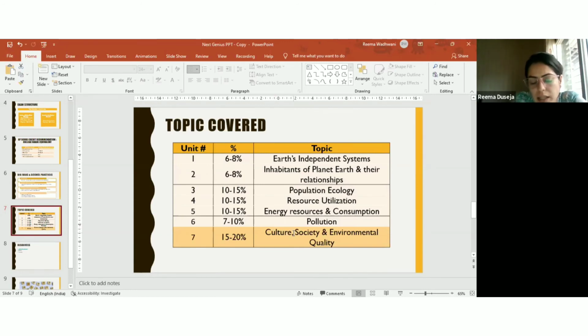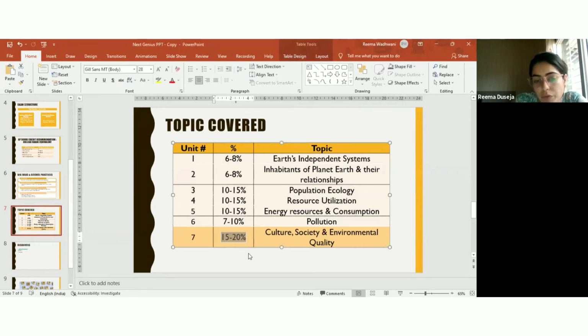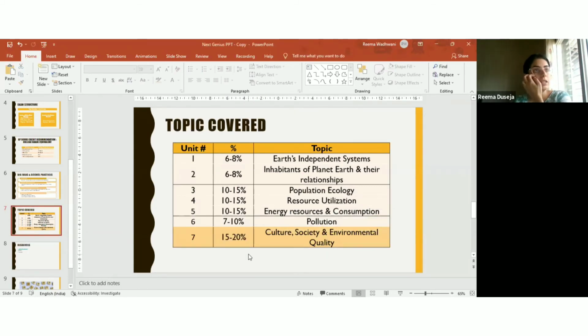Culture, society, and environmental quality: although it looks like the weightage of this particular chapter is 15 to 20%, it looks like it's a very important chapter. But in actuality, this particular chapter is a repetitive form of what comes in chapters 1 to 6, because this chapter talks about how you can live a more sustainable life, how globalization has impacted the world today, and what are the steps and measures we can take to reduce all of this.